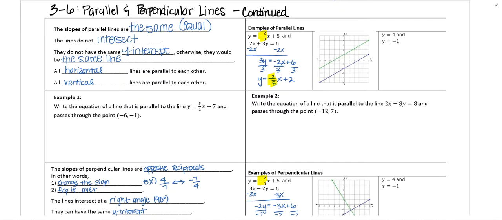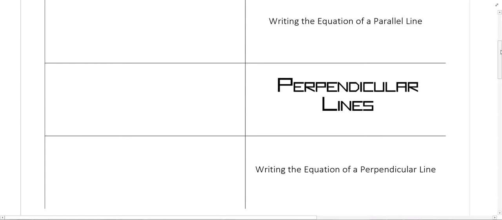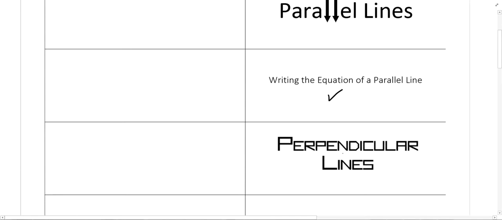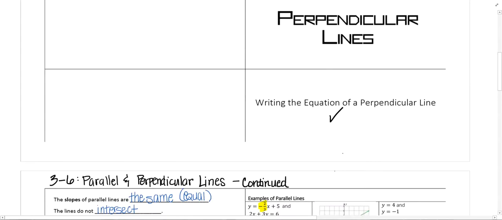Welcome to a video for section 3.6 on parallel and perpendicular lines. Specifically, we're going to talk about the rest of this foldable that we started in class, where we are going to look at how to write the equations of parallel and perpendicular lines given various information. So we are doing this part and this part. We already completed talking about what parallel lines are and what perpendicular lines are.